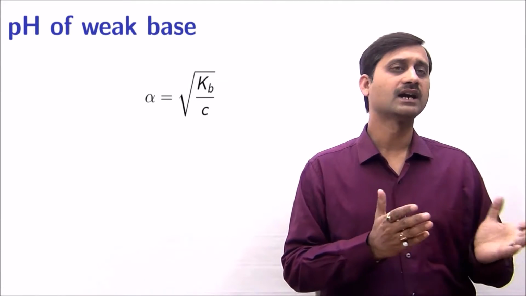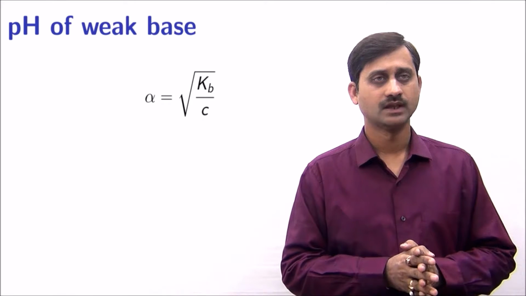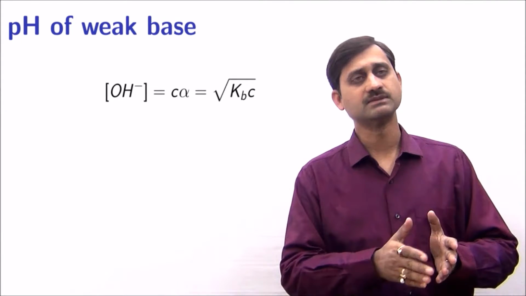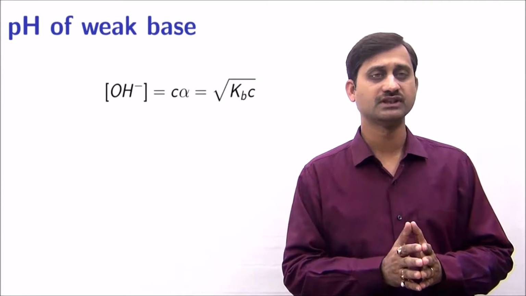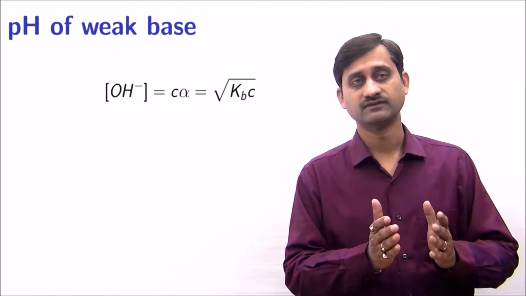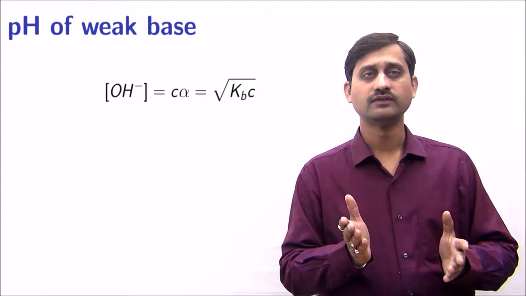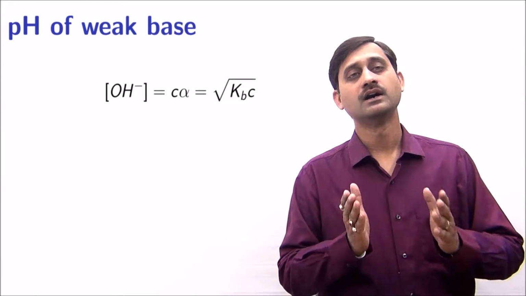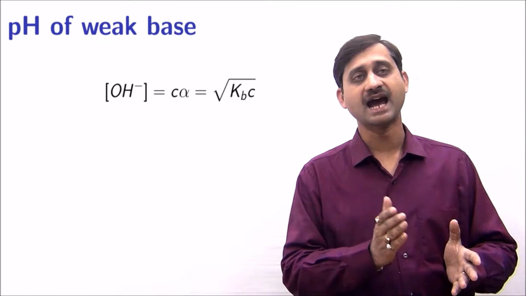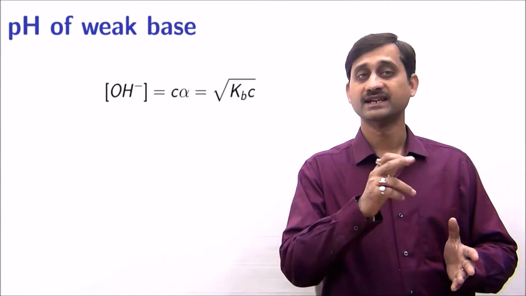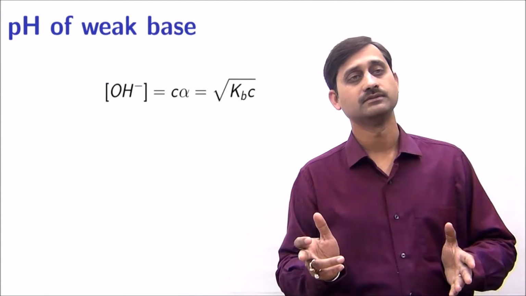In this case, we have the concentration of hydroxide. The concentration of hydroxide would be equal to the concentration of the base multiplied by the degree of dissociation, that is, it becomes C alpha. Now C alpha would be under root of the product of the dissociation constant of the base and concentration, that is simply the square root of Kb into C.